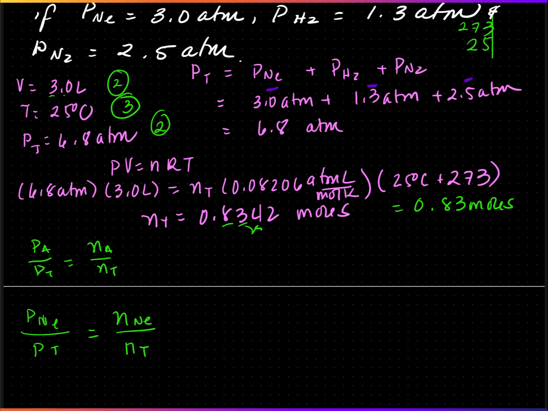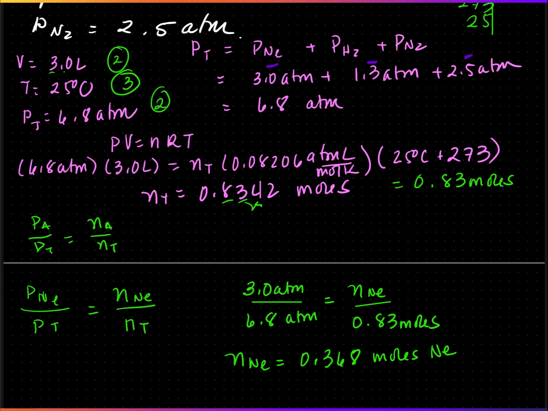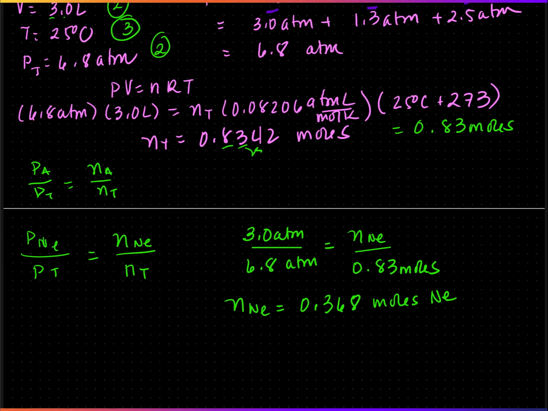The partial pressure of neon was given as 3.0 atm. The total pressure we calculated as 6.8 atm. This is equal to the moles of neon over the total moles, which we calculated as 0.83 moles. If you solve the math, the moles of neon become 0.368 moles of neon. But we do not want the moles, we want the mass, so we need to do stoichiometry.